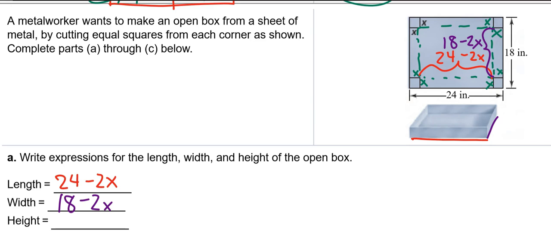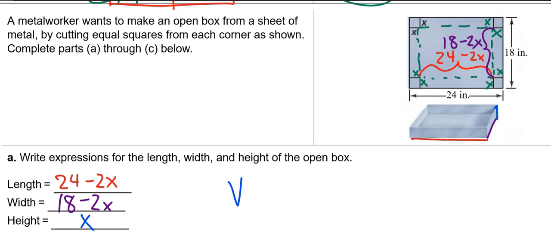I don't think it's 2x, because remember, if I cut x out of the corner and then I fold it up, the width of that cut is now the height of my box. Several of you told me the correct answer was x. Remember, when you cut that square out of the corner, that dimension becomes the height of the box.